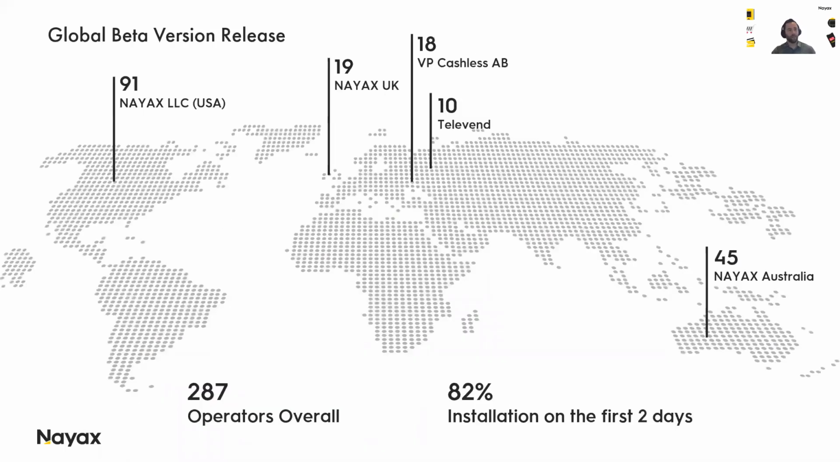So a little bit about the beta program. The beta version was released to almost 300 operators globally, and 82% of you installed the app in the first 2 days, which is amazing because we were able to receive a lot of data on your usage in the app very quickly.